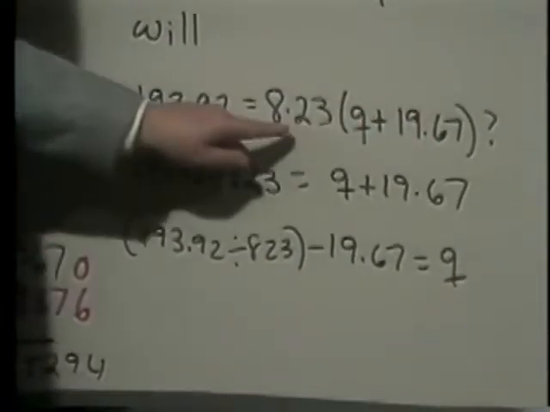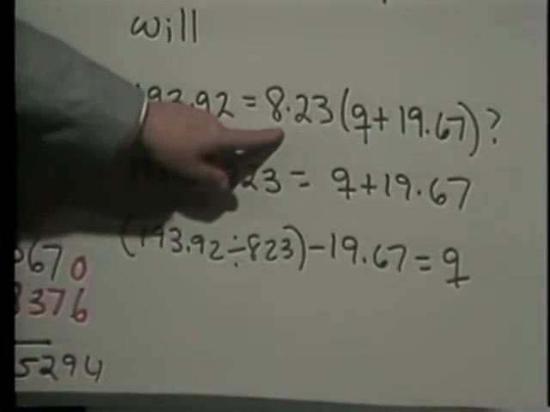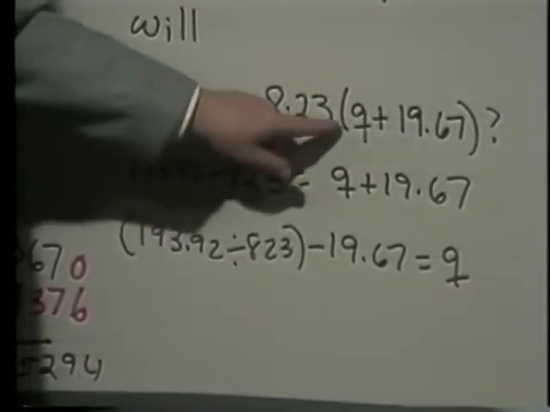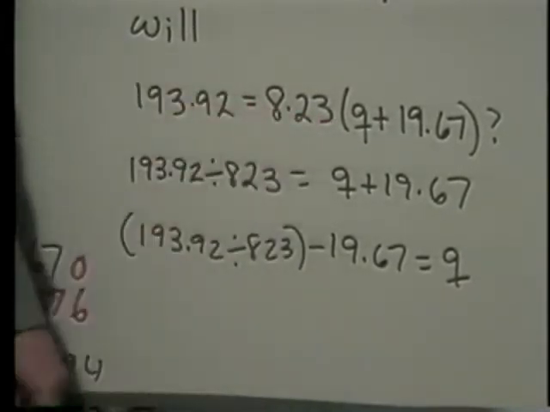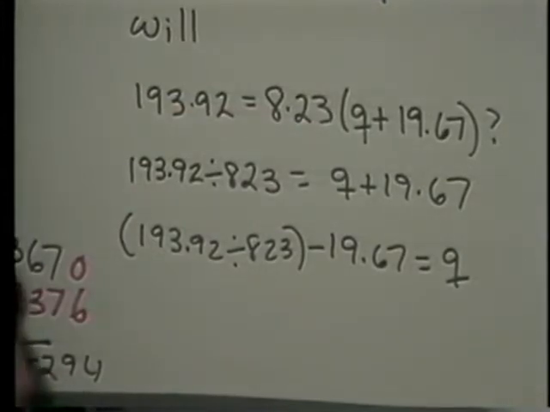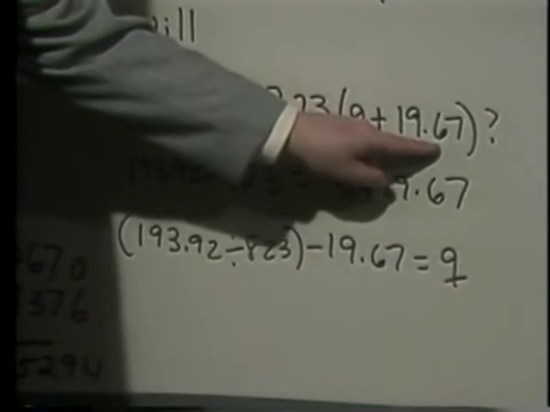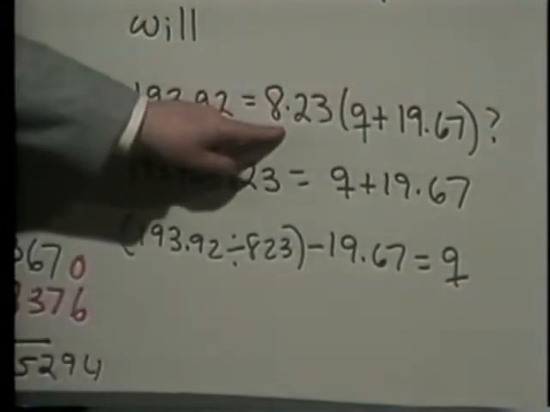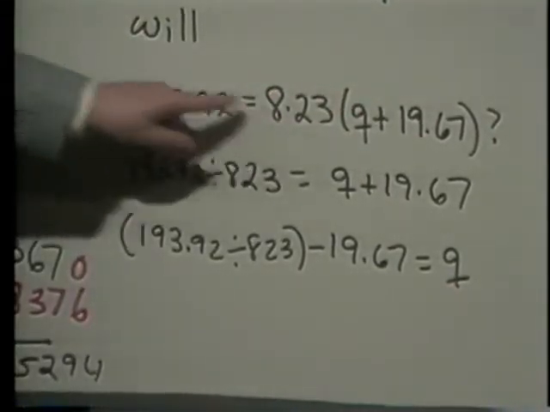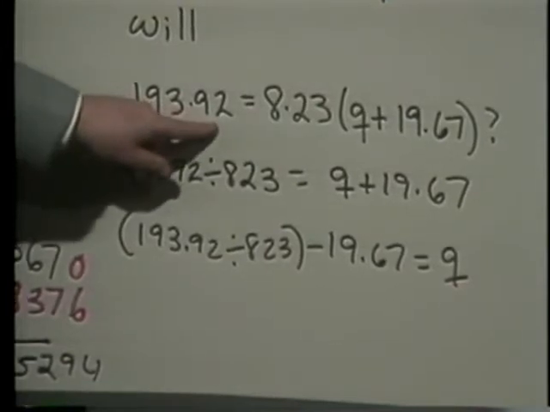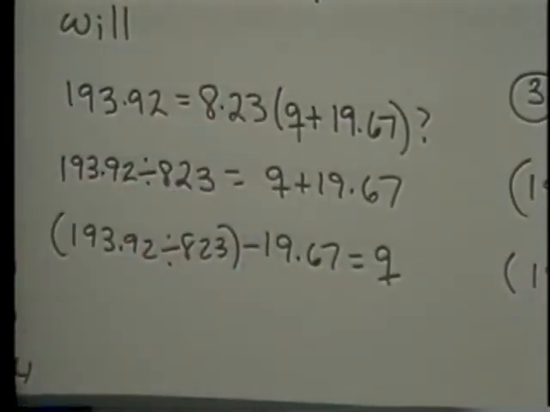What do you do next? You have to take the 8.23 into account. And since there's no arithmetic symbol between the 8.23 and the parentheses, it's understood to be multiplication. So it's what? Start with q, add 19.67, multiply by 8.23, and the answer is 193.92. And then the question says, what was q?